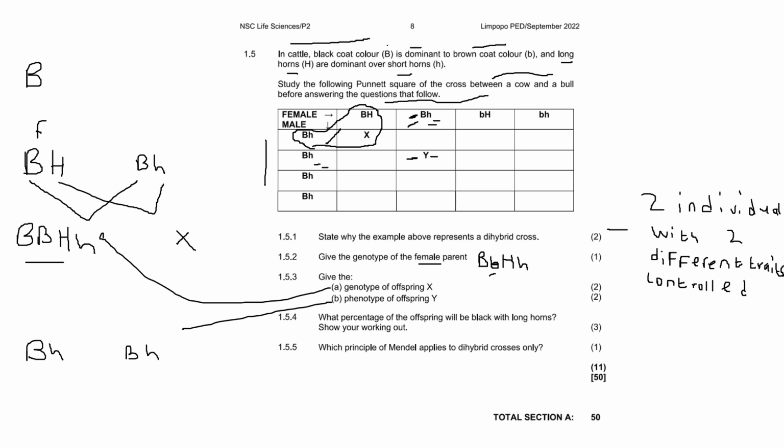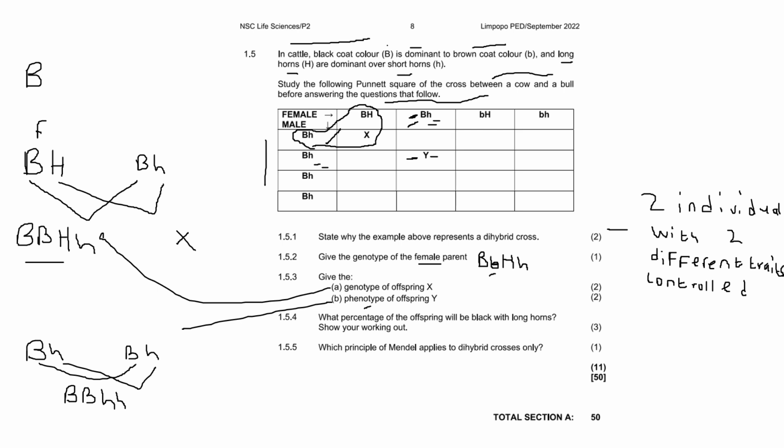From there onwards, we know the same thing will happen. The genotype that will be formed will be big BB, which will be big B and big B, and also small h and small h. So the different genotypes are going to form. So that will be our genotypes.